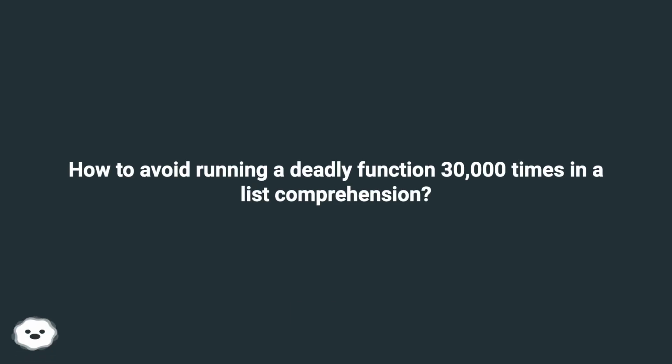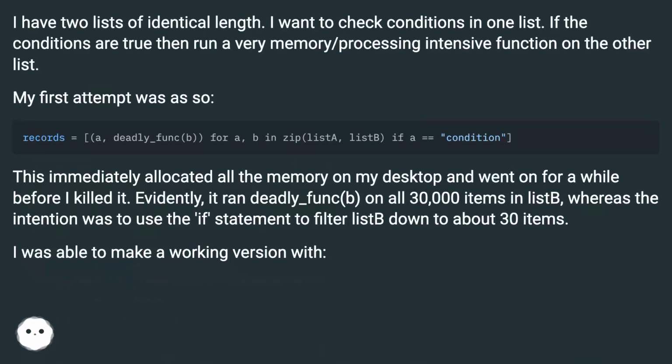How to avoid running a deadly function 30,000 times in a list comprehension. I have two lists of identical length. I want to check conditions in one list. If the conditions are true, then run a very memory/processing intensive function on the other list. My first attempt was as so.